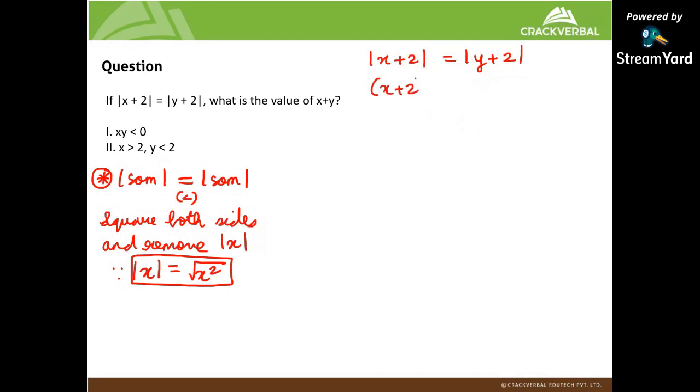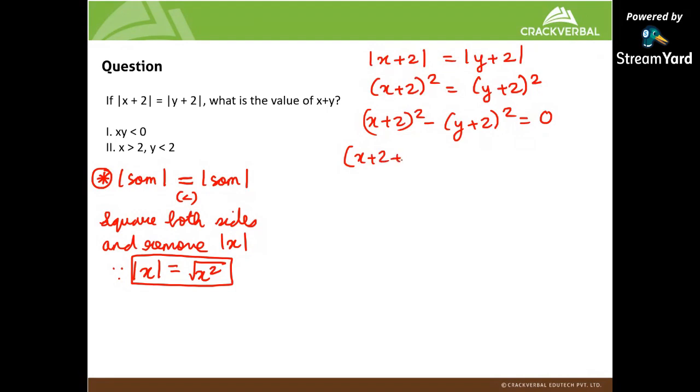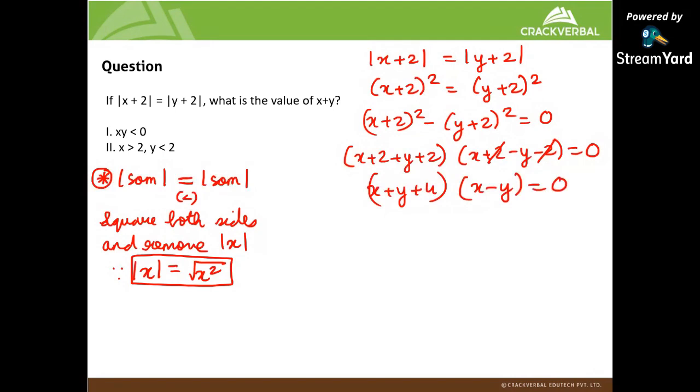So x plus 2 whole square is equal to y plus 2 whole square. Now I'm not going to open the brackets and simplify. I'm just going to take things to the left hand side. x plus 2 whole square minus y plus 2 whole square is equal to 0. And this is in the form of a square minus b square. So a plus b into a minus b is equal to 0. So I have x plus y plus 4, and here I can cancel out the 2 and minus 2, into x minus y is equal to 0. You see, I get the factored form directly.